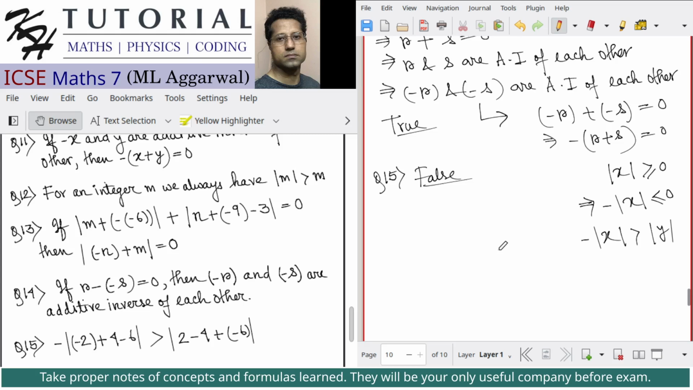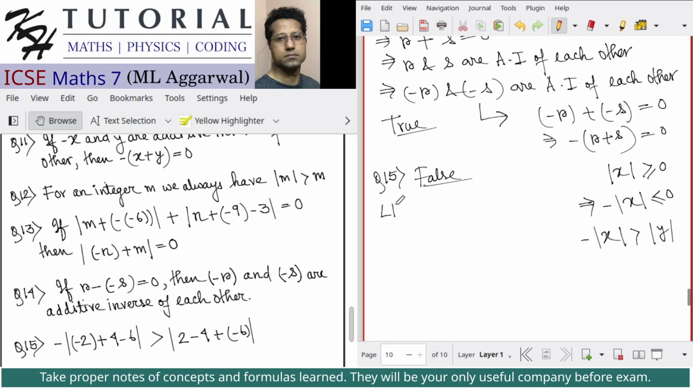Now you can find the value of the LHS and RHS, but that will be redundant. It will be a waste of time. So let's say if I want to find the value of the LHS and RHS and then verify whether the LHS is greater than RHS or not.